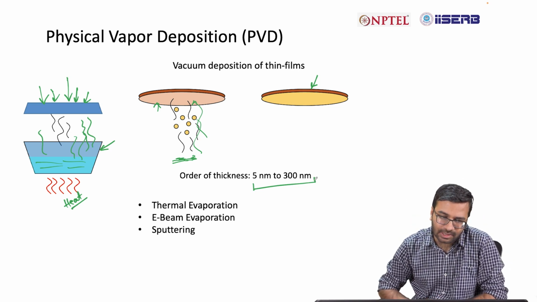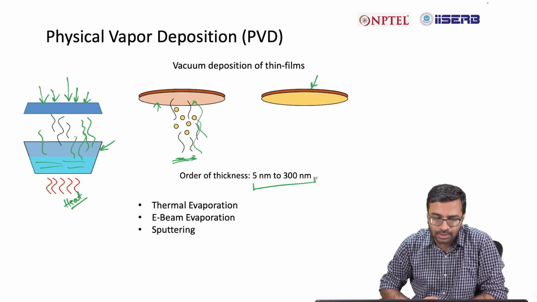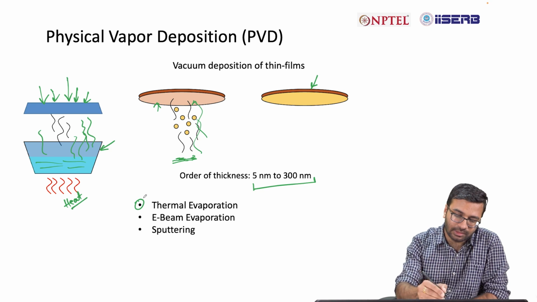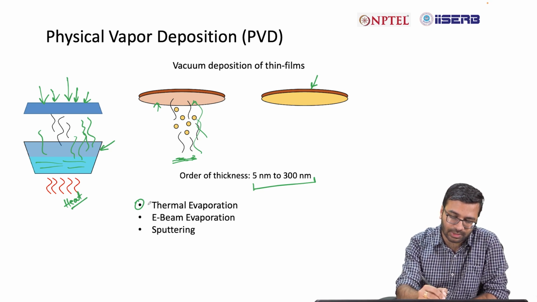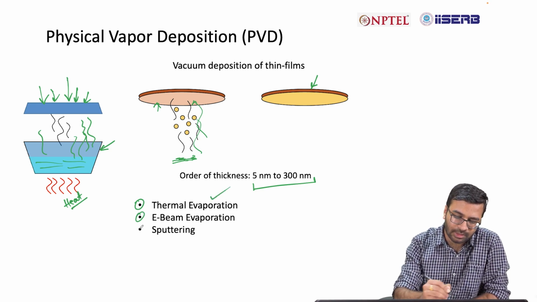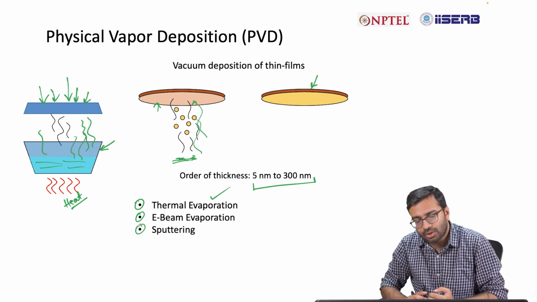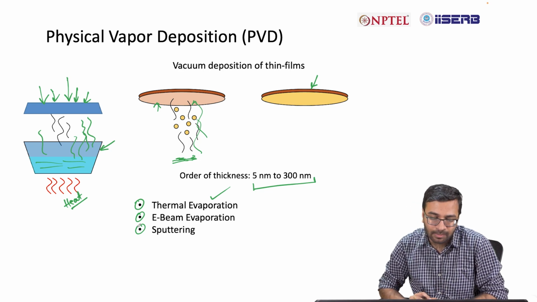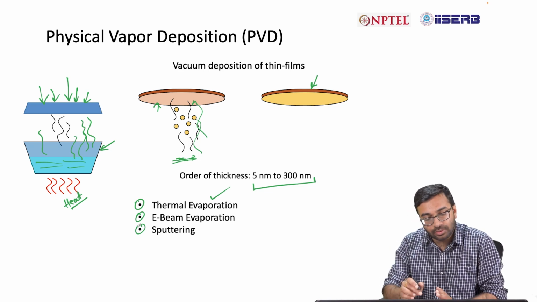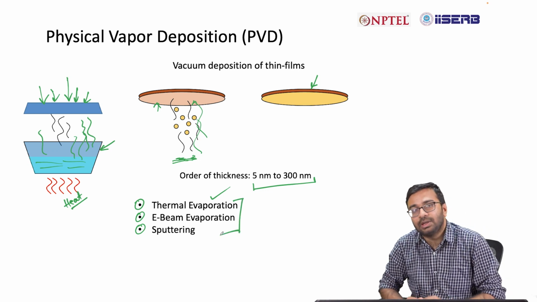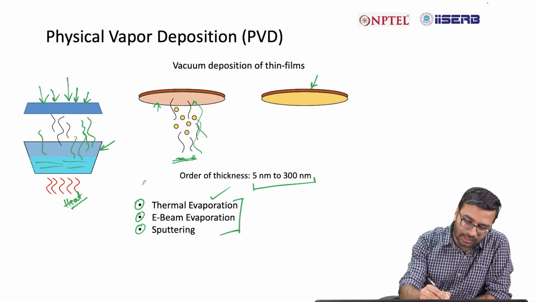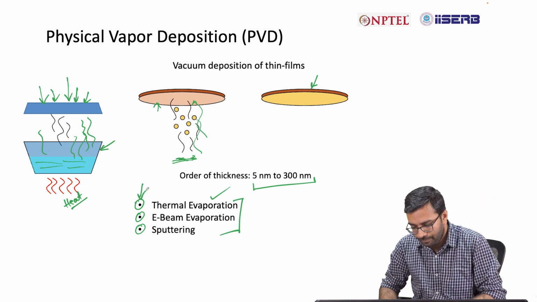And as I have said, physical vapor deposition can be classified majorly into three different processes. One is thermal evaporation, one is EVM evaporation, and the third one is sputtering. Each of these has its own process associated with it, and all three are widely used in different device fabrication techniques. So, we will start with the thermal evaporation technique.